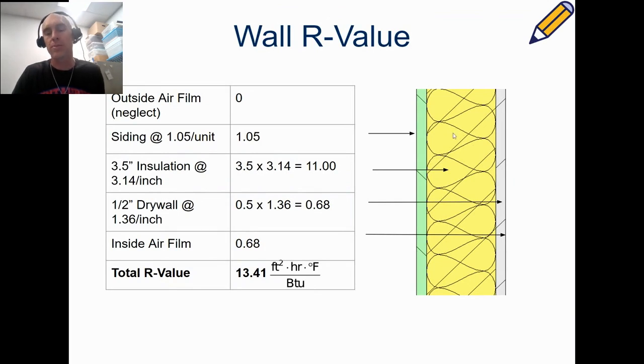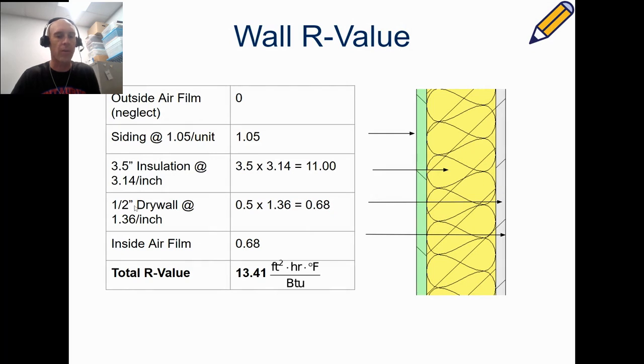I get that our wall was made with studs, but remember there was an air gap in between there. That air gap is where we put insulation. Insulation is measured by the inch. So every inch of insulation is 3.14 per inch times 3.5 inches gives you an R value of 11 for the insulation. And then next we have drywall.